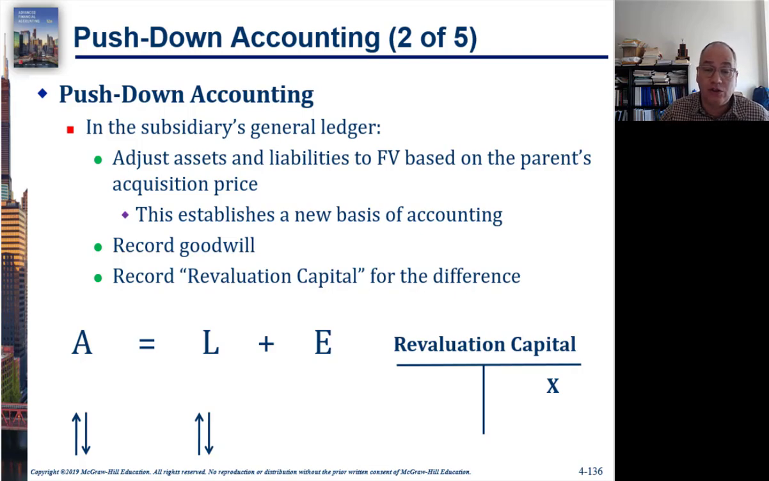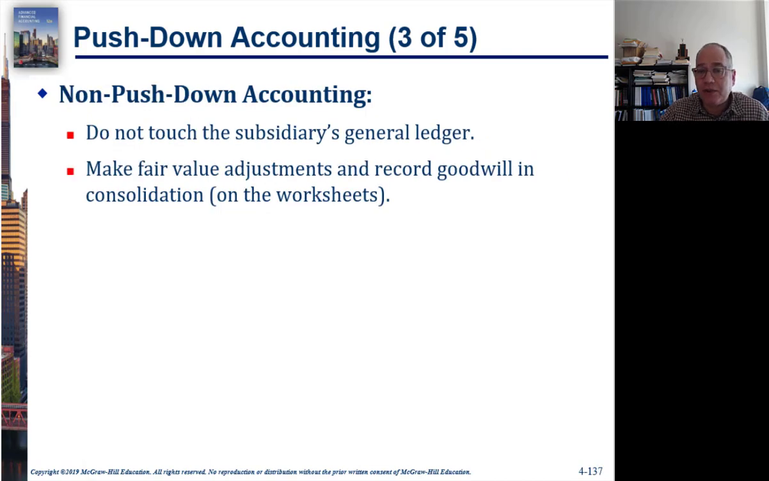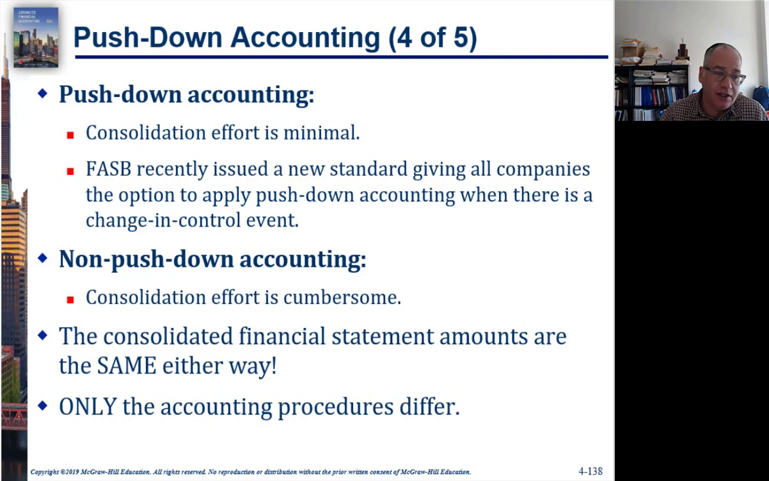And then in this journal entry, you're going to be writing up all these assets. You might write some down, writing up the liabilities, maybe write-downs, record goodwill, any other unrecorded intangible assets that happened as part of the acquisition. And when you record that journal entry, inevitably there's going to be another line item that you need to credit, and that's going to be called revaluation capital. You'll credit revaluation capital for this difference. So again, with non-push-down accounting, you don't do any of this at all, and you just record all your adjustments when you do your consolidation.